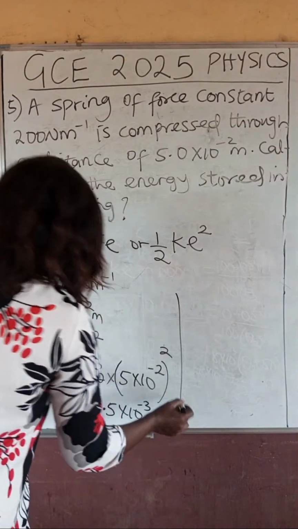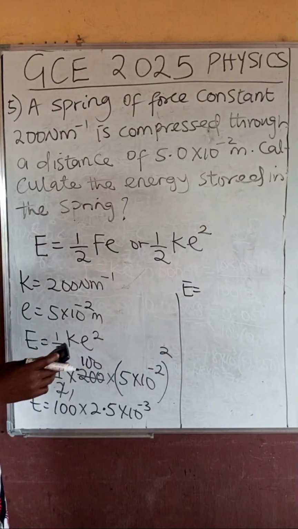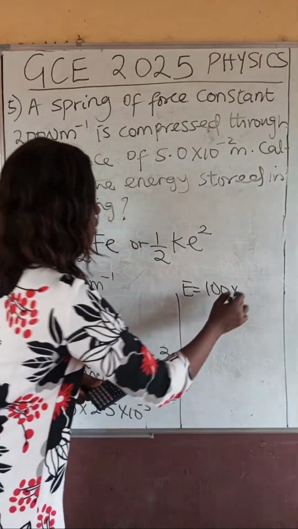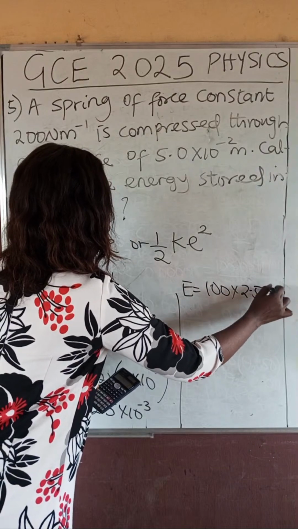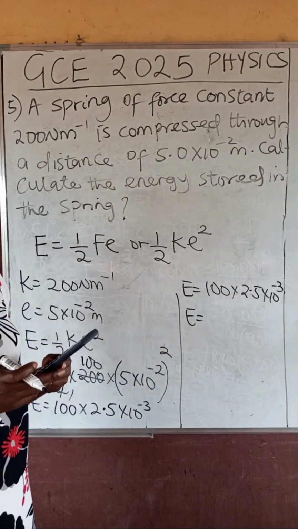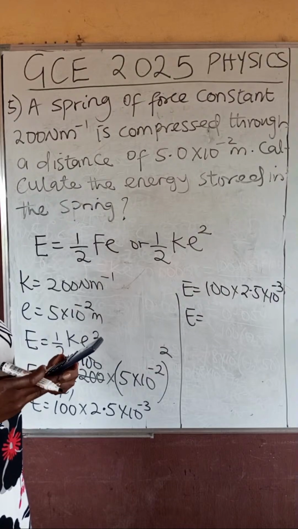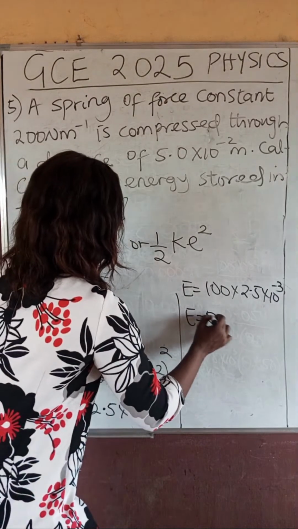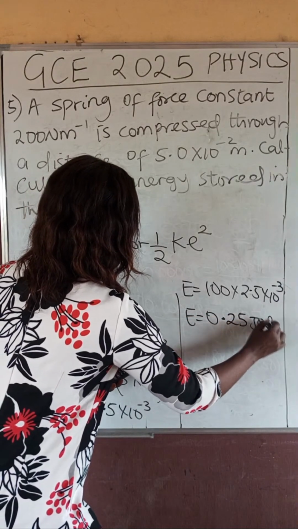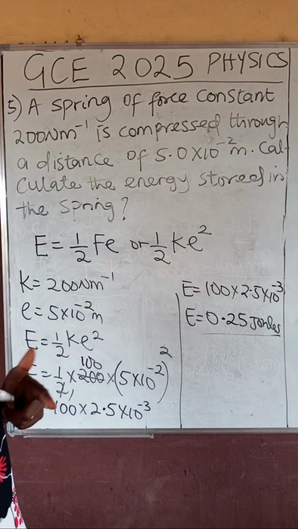So by the time I multiply, I say 100 multiplied by this. Let me see what I have. I will say 100 multiplied by 2.5 times 10 raised to the power minus 3. All right, so let's go. 100 multiplied by 2.5 exponent minus 3. So my answer becomes 0.25 what? Joules, right? So the answer to this question is 0.25 joules.